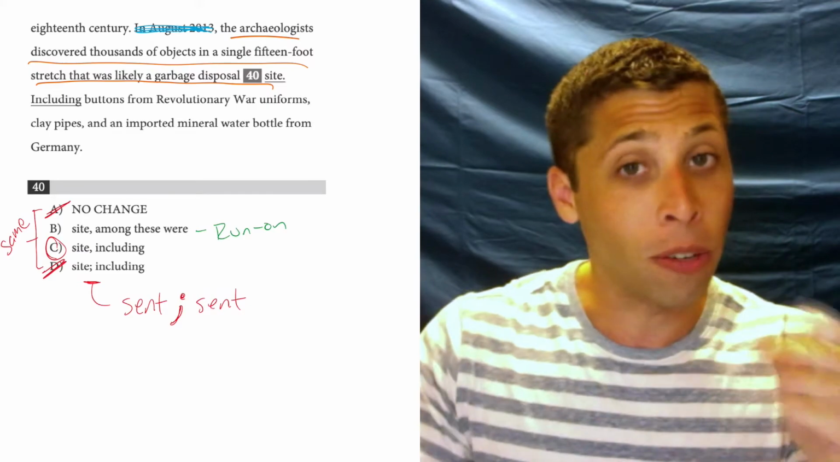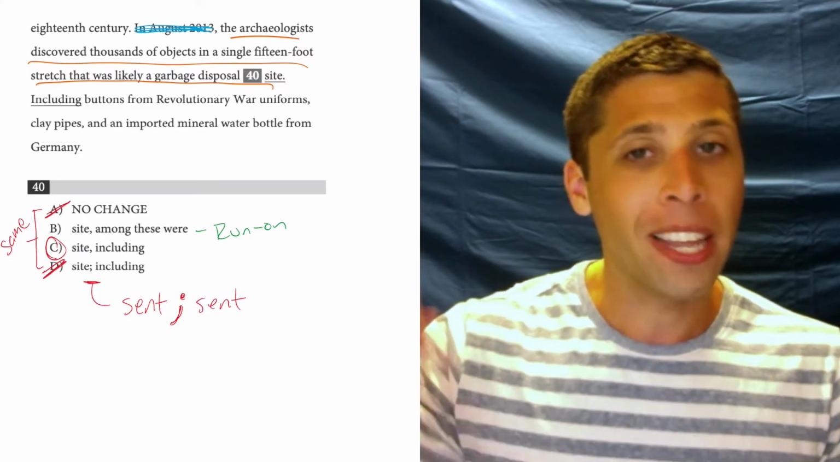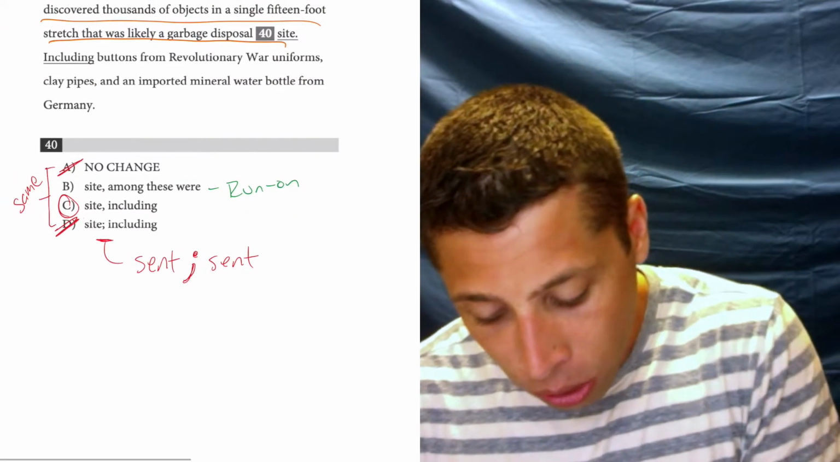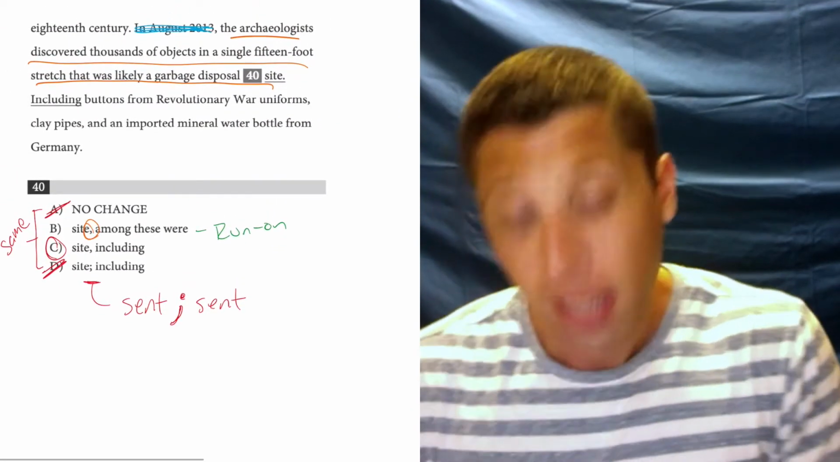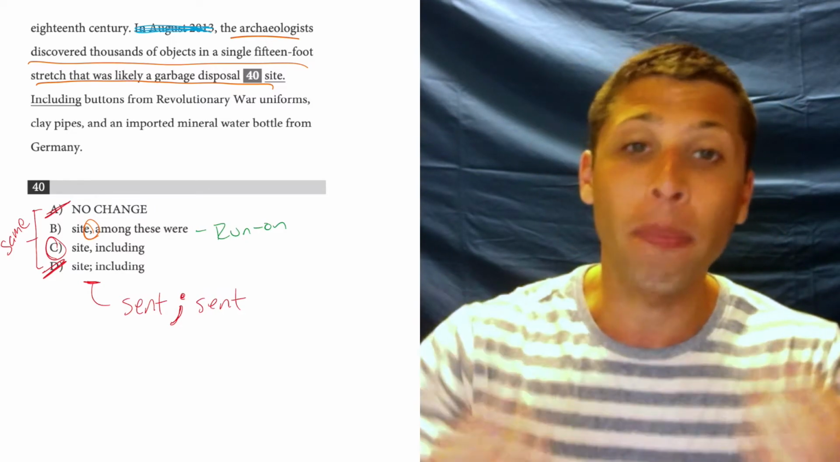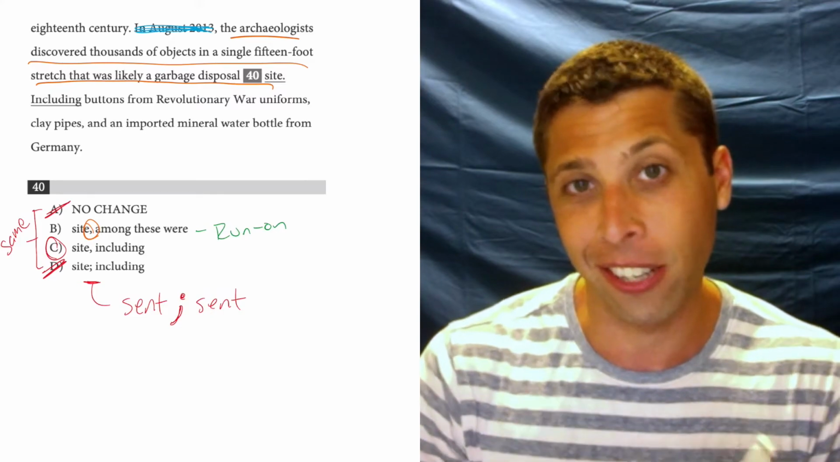And that's fine, there are reasons that you might want to do that. But then if you're going to try to put those two ideas together, you can't only use a comma. You need something more. You need a semicolon, or you need a period, or a dash. You need something stronger, and this is not going to do it.